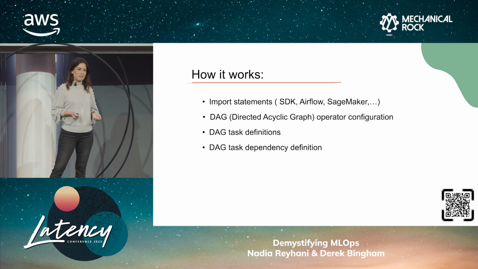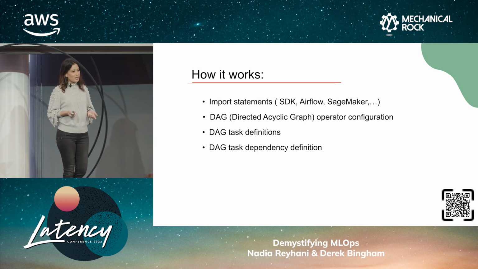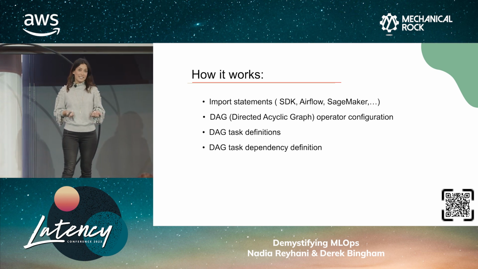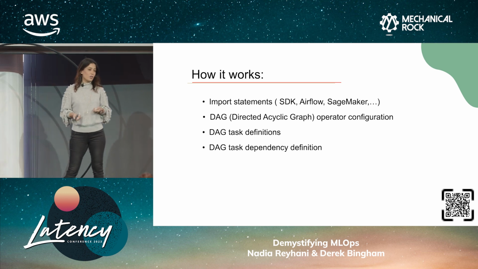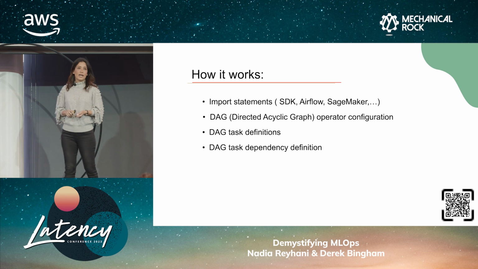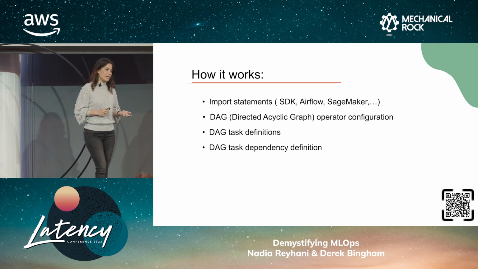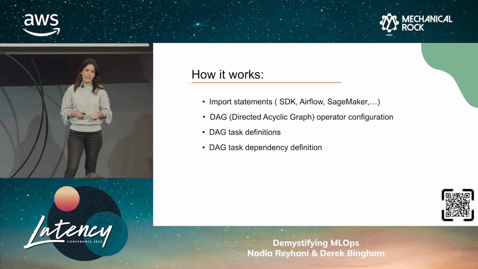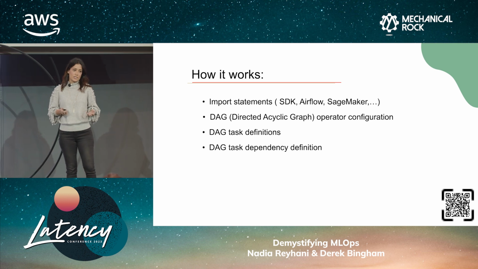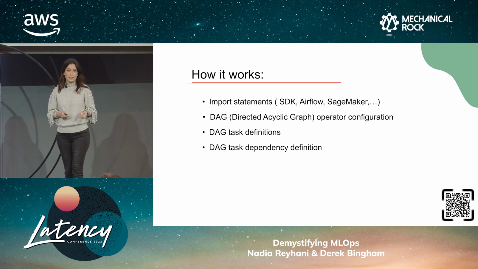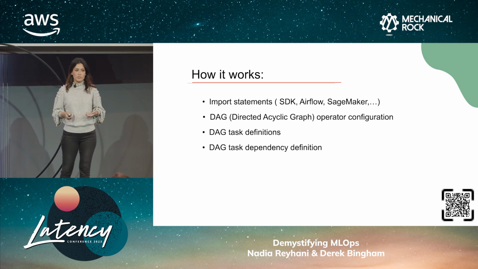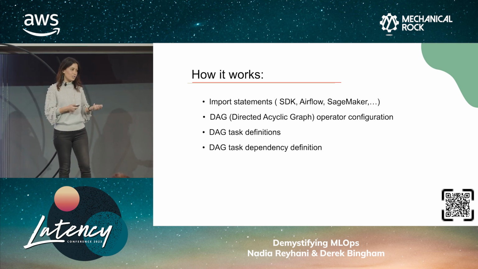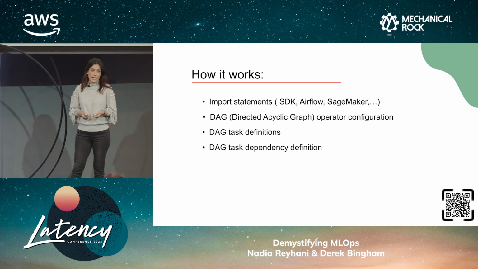So to create the workflows, you can first just import all the libraries that you require for your pipeline, like the SDK, Airflow, SageMaker API. You can create your DAGs or directed acyclic graphs. That is a way that you configure your operations. Operation is the way that you create and execute your task. You define your task, and after that, you create a dependency between those tasks, which is actually the order of execution of each task within that workflow.